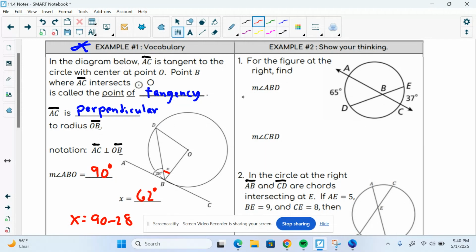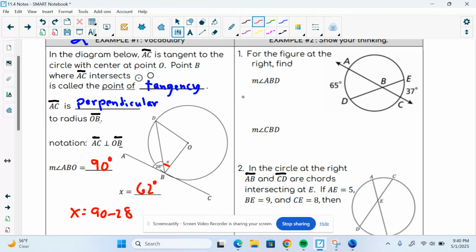For the figure at the right, find the measure of angle ABD. The first thing you're going to do is analyze the picture. Here's angle ABD. What do I have? Oh, I have some arc measures. The measure of that arc is 65. The measure of this arc is 37. I have a secant line intersecting a chord. That's okay. One can be a chord, one can be a secant line. They just need to intersect inside the circle. Notice they intersect at point B right there.